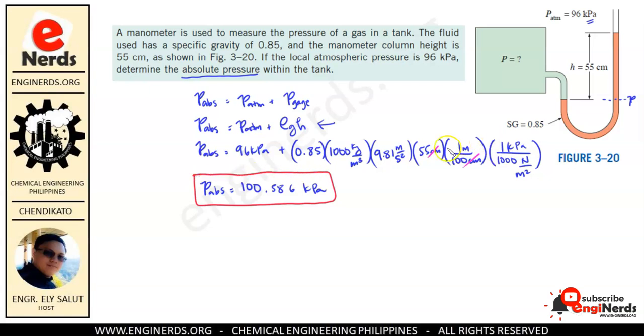Well, just for our record, all of this is our gauge pressure. No? Okay, so if you calculate for that, you will know that our gauge pressure is equal to 4.586 kilopascal. Okay, but for this question, ang required sa atin is yung absolute pressure. That is why we have this answer.